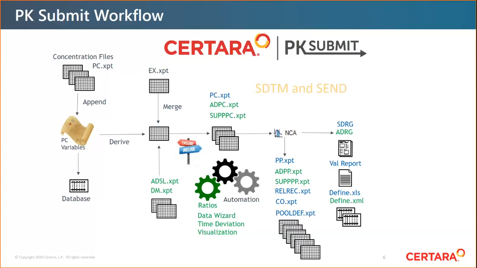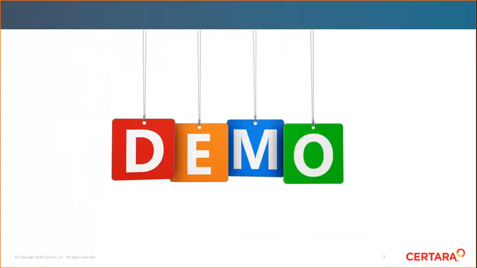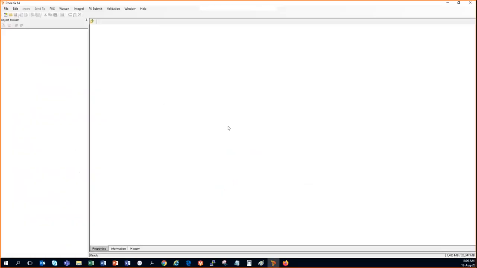But in addition to that, we're actually creating some other collateral related to the electronic submission, namely the study data reviewer's guide for both the study as well as the ADaM data sets, a validation report, and the define files, including now in XML format. So that's a quick overview of what we're going to see in the demo. So let's go directly into the demo and see what all that looks like.